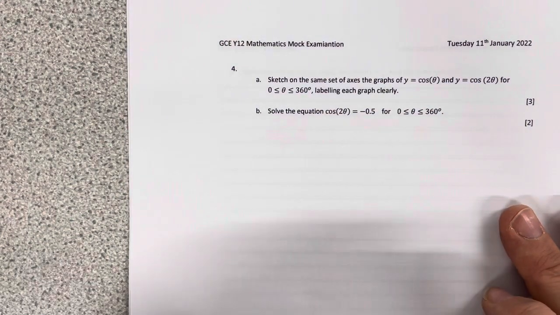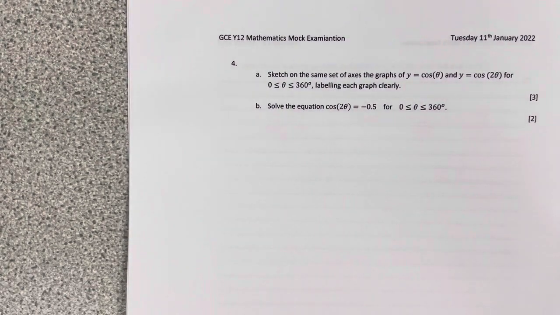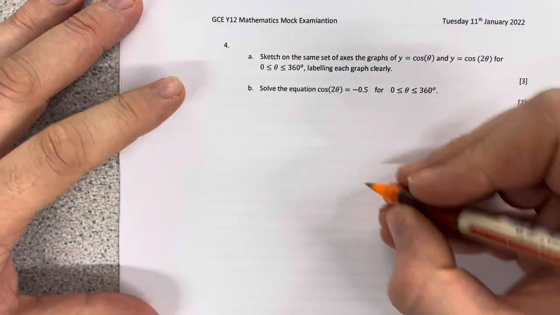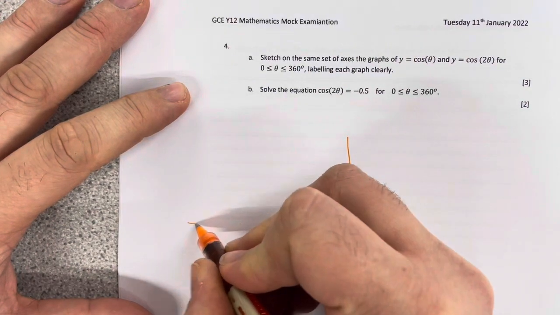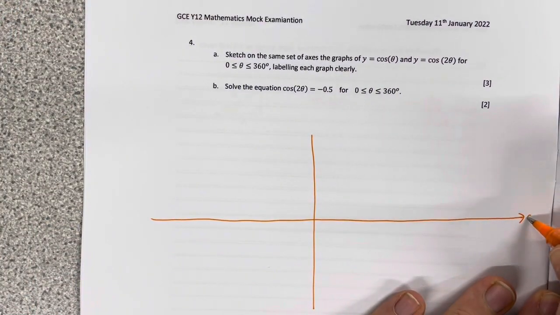Sketch on the same set of axes the graphs of y equals cos of x and y equals cos of 2 theta, for theta between 0 and 360, labelling each graph clearly. Okay, so I've got a bit of blank paper here, so I expect the graph to be drawn there. I have drawn negative theta, but actually I only need the positive theta.